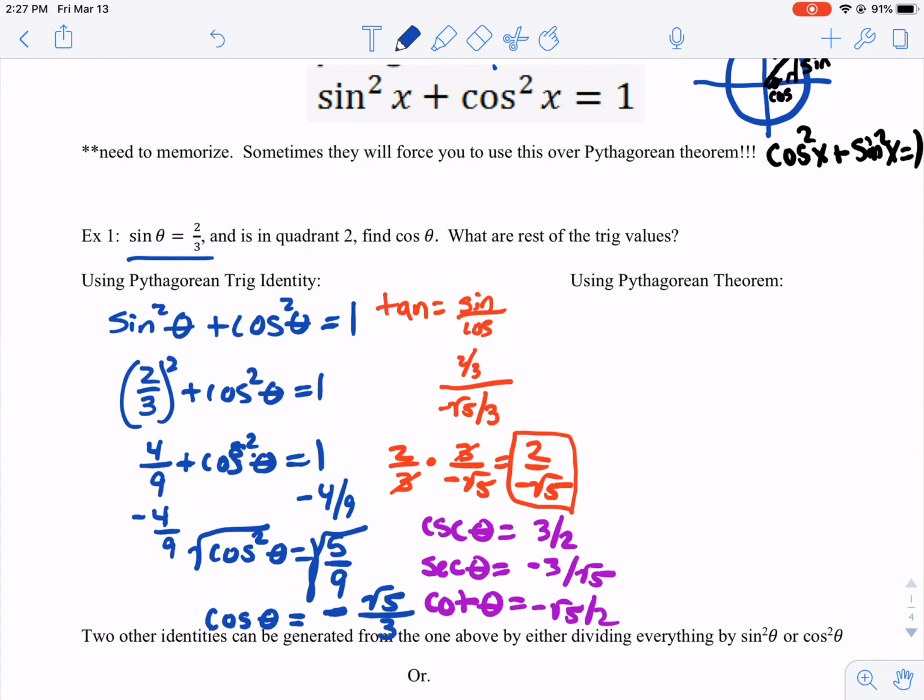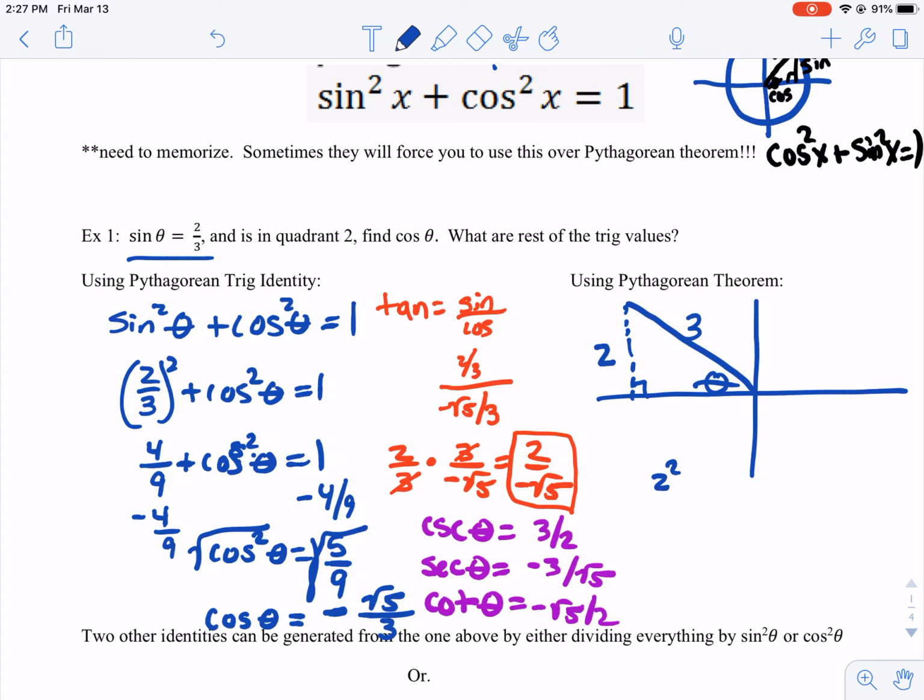That's using the identity. We said you could use the Pythagorean theorem, and you guys have done this before. So draw your crosshairs. Your angle is in quadrant 2, so I'm going to draw my angle in quadrant 2, and I'm going to make my right triangle. The sine is 2/3. Sine is opposite over hypotenuse, so opposite over hypotenuse. And now I'm going to use the Pythagorean theorem to find the missing side.